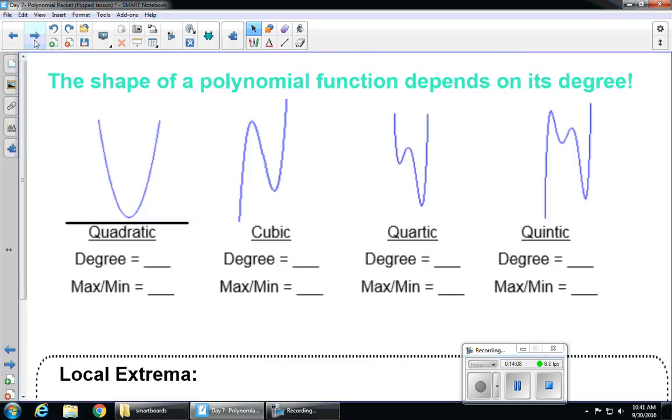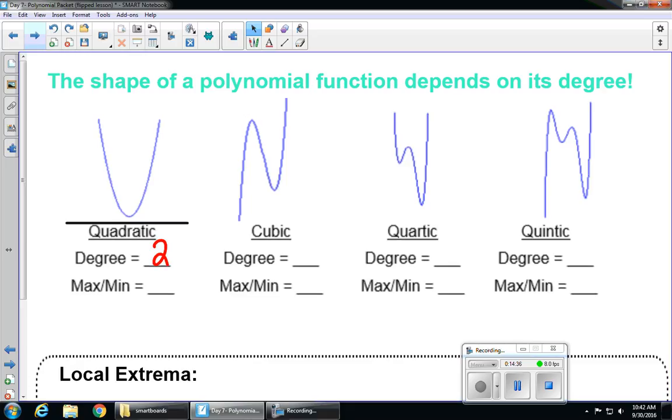All right, so now we're going to talk about the shape of a polynomial, because the shape of a polynomial function is going to depend on its degree. If we take a look at the first picture, it's a quadratic function, which means it's a degree of 2. Quadratic is a degree of 2, so it has an x squared. And a quadratic function, since it has a degree of 2, can have up to 2 roots.